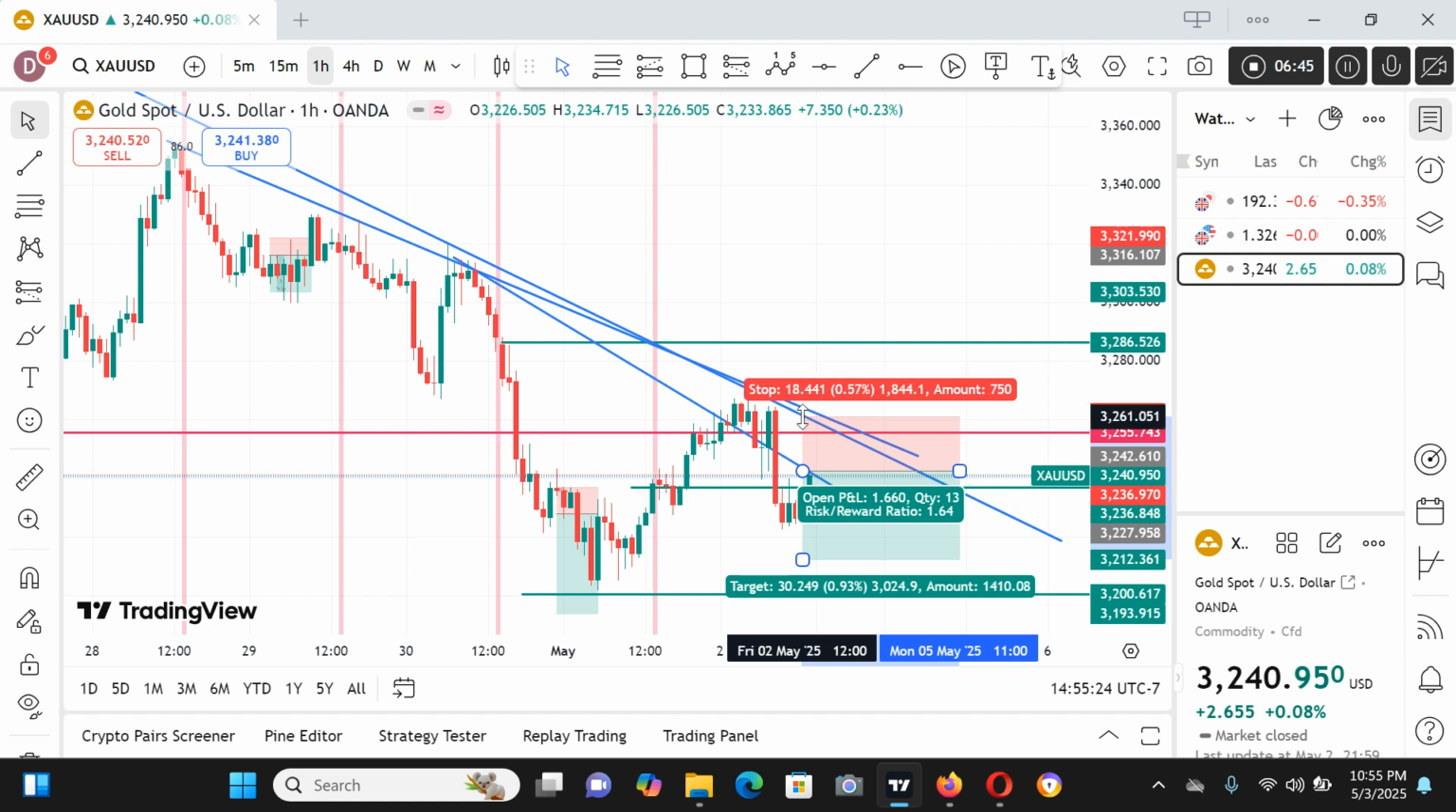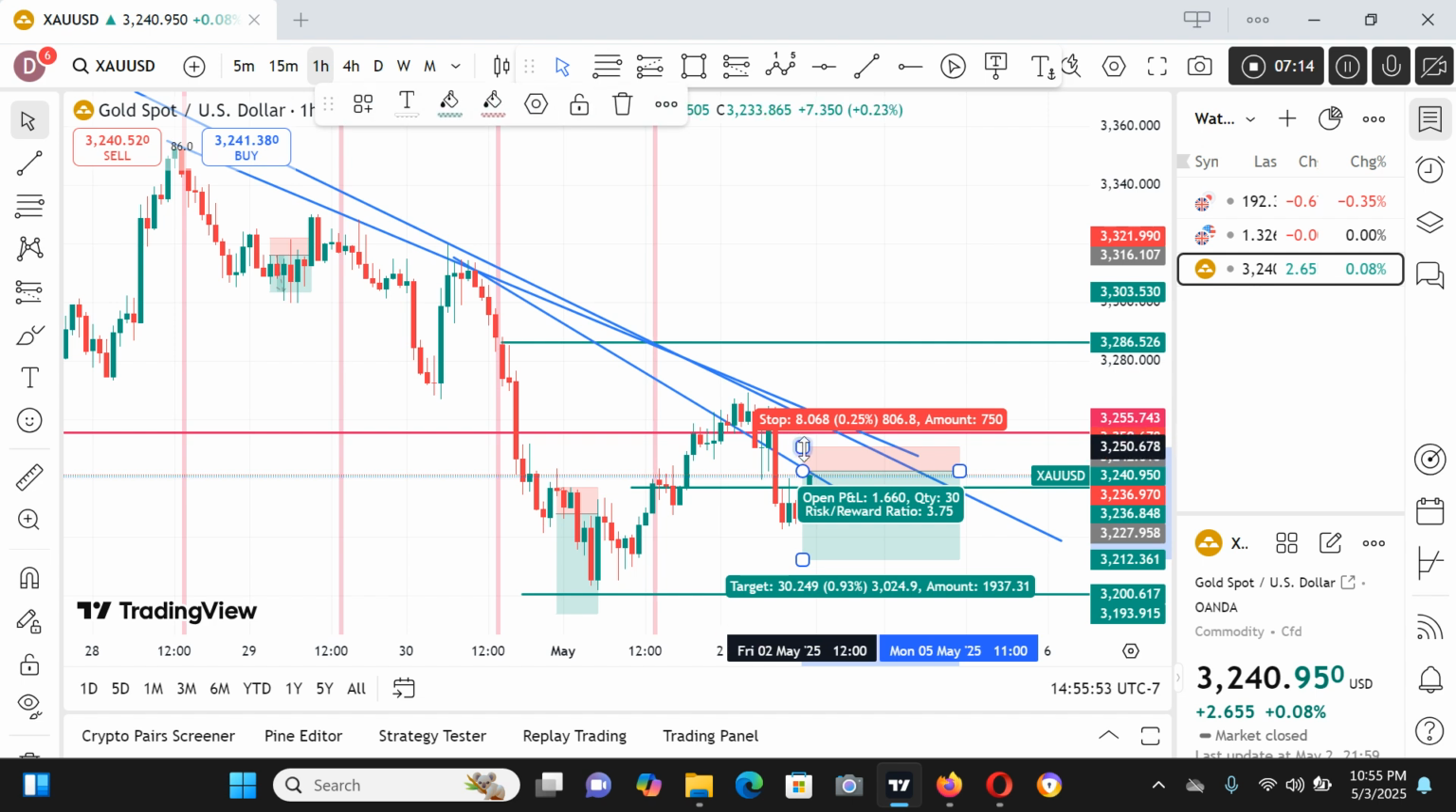Now, if we bring it down, we have 18.441. So it becomes 184. We're interested in the first digits and then the digit immediately after the decimal point. If you move it down, you have 7.684. Now your stop loss, the number of pips becomes 76. You are interested in the first number and then the number immediately after the decimal point. So that's how to calculate the number of pips on gold.